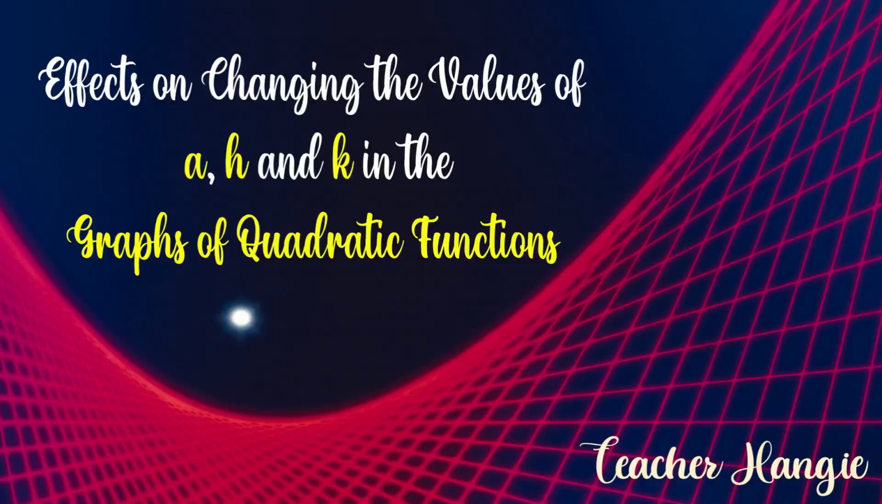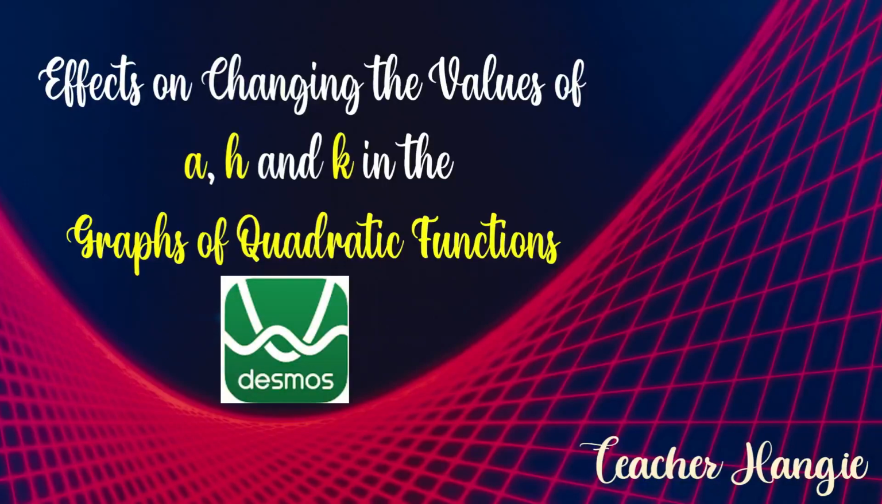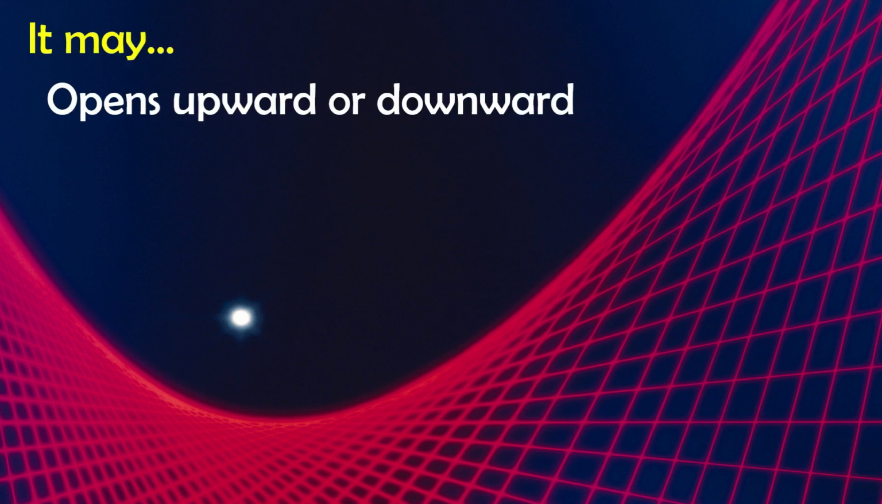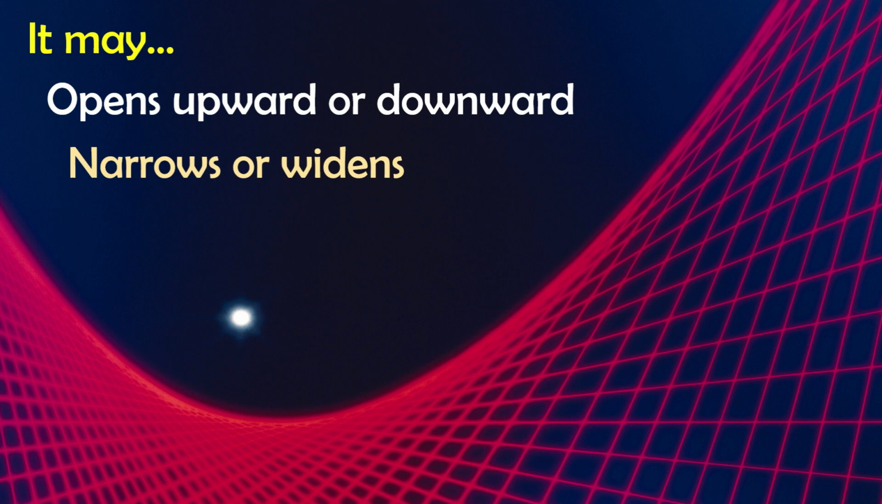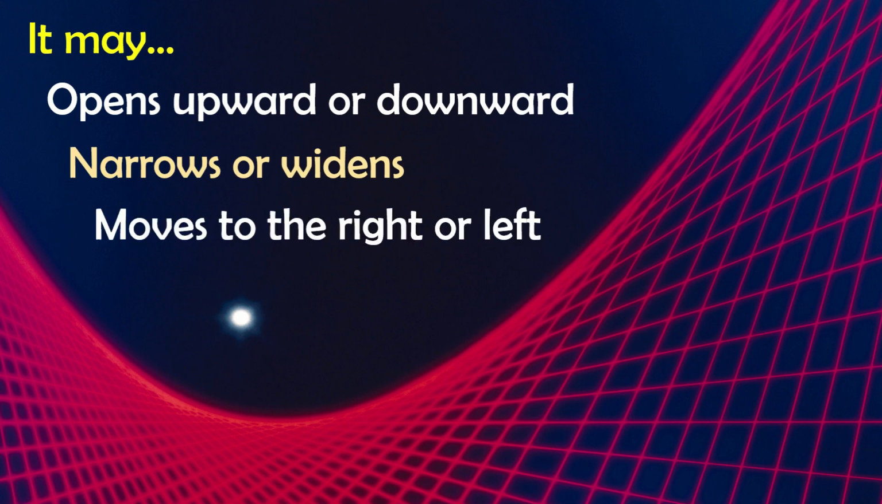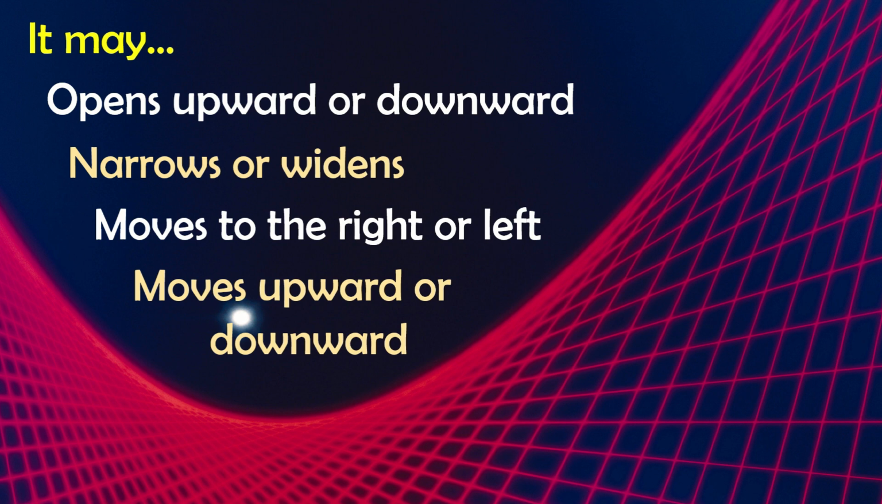Our video tutorial for today is a little bit different from my previous videos since I will use the application DESMOS to show you the effects of changing the values of a, h, and k in the graphs of quadratic functions. A parabola has different transformations depending on the values of a, h, and k. It may open upward or downward, narrow or widen, move to the right or left, and move upward or downward.